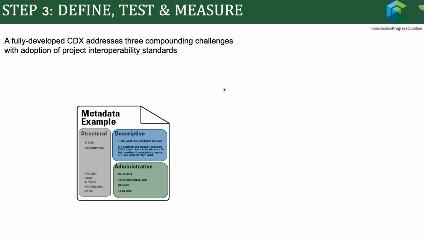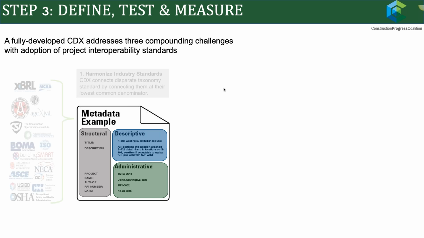All right, so to get a little bit technical on exactly how this works and how we're going to teach the industry how data works, is to break down a really simple metadata example. And let's just say this is a sample RFI of a title, a question, some administrative data, but we see three components there of structural, descriptive, and administrative. And that's really how we break down the three steps of the CDX development process.